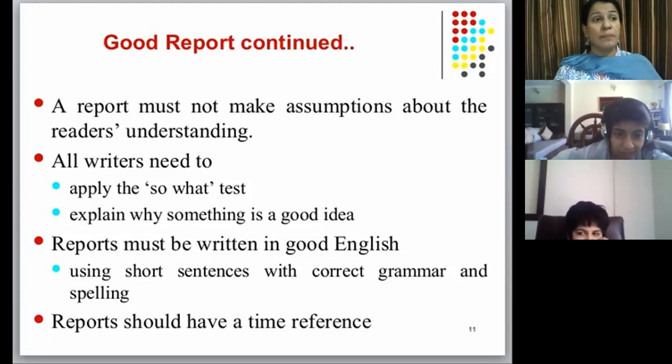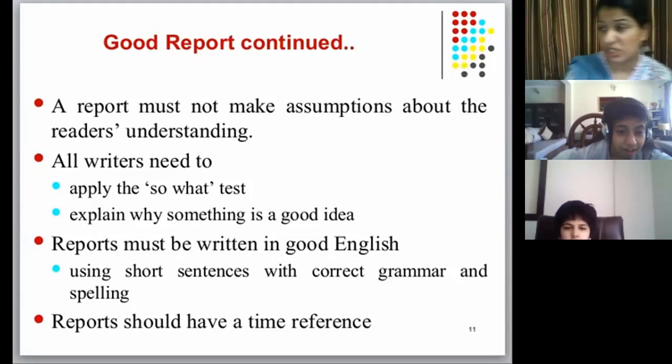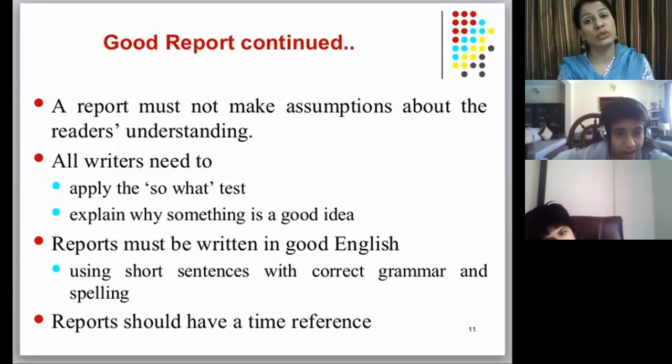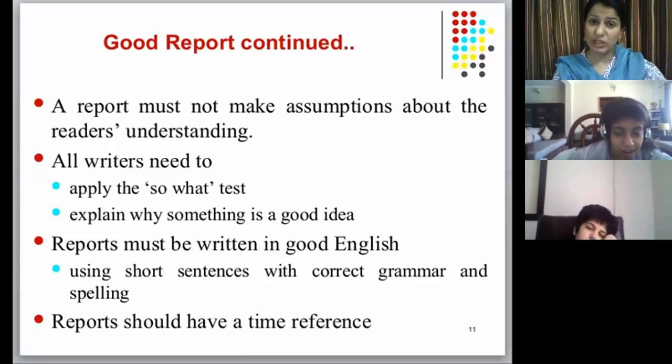The so what test is, simply, if this happens, what will happen as a result? And explain why something is a good idea. If, for example, in a report you are asked to give suggestions as to whether the school needs a bigger, better gymnasium, you are going to explain that yes, we need a bigger and a better gymnasium at our school. Now, why is it a good idea? You have to state those facts.